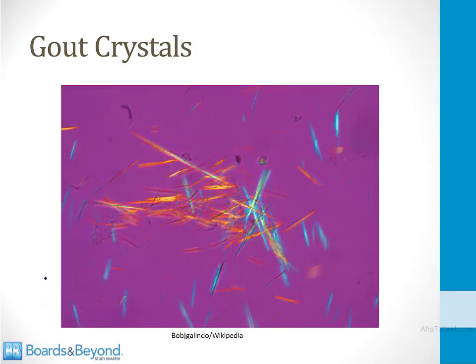So here's a picture of what gout crystals look like under polarized light. First of all, note that they are needle-shaped. That's the classic description of gout crystals, long and needle-shaped. Note that some of them are yellow and some are blue, and the reason they have different colors is because it depends on the orientation of the crystals relative to the polarized light. And that concludes our video on gout.